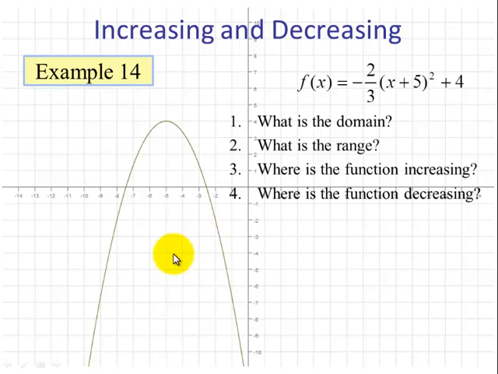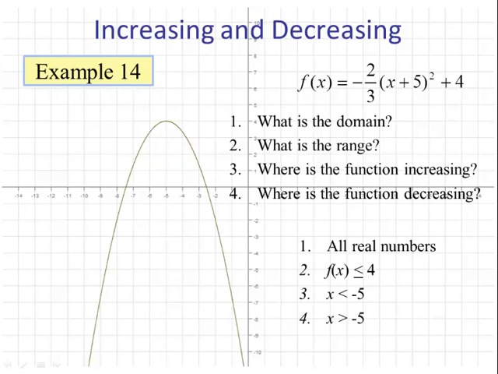Where's this function increasing? This time it is to the left of the vertex, and decreasing to the right of the vertex. So the answers are: number 1, all real numbers. Number 2, when f(x) is less than or equal to 4. Number 3, when x is less than -5, the function's increasing. And number 4, when x is greater than -5, the function's decreasing.